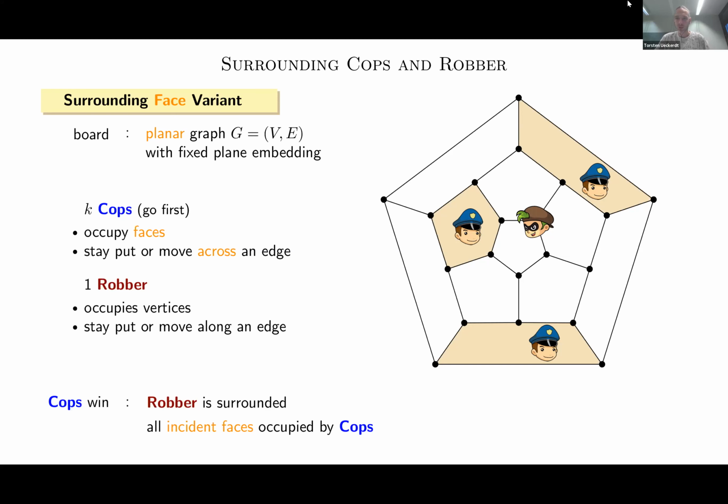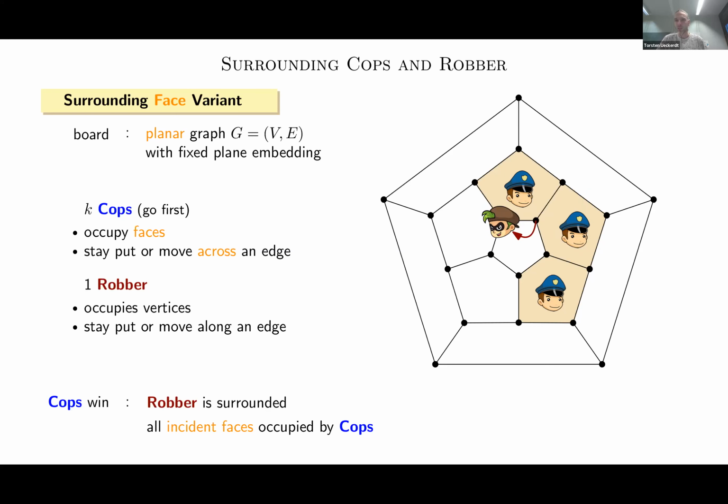Okay, so let's play the game. So here, for instance, my favorite graph again, and 3 cops, and they occupy these 3 faces. So seeing this, the robber chooses to be there, and then on the cops' turn, they might do something like this. Now you can also think about a restricted variant where the robber should not be allowed to go here, or he is. It doesn't matter too much. So say the robber moves there. And now the cops can do this and surround him.